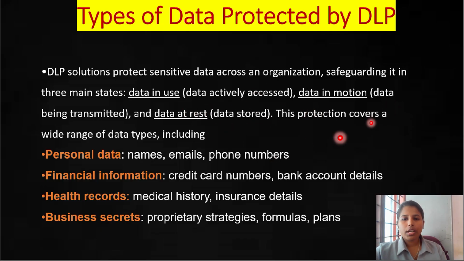This protection covers a wide range of data types, including personal data like our name, email, and phone numbers, and financial information like credit card numbers and bank account details. The third is health records, like medical history and insurance details. And last, though probably the most important type of data, is business secrets, like proprietary strategies, formulas, and plans. If one of these gets to a bad person or hackers, they can misuse everything against us. That's why we have to protect our personal things.